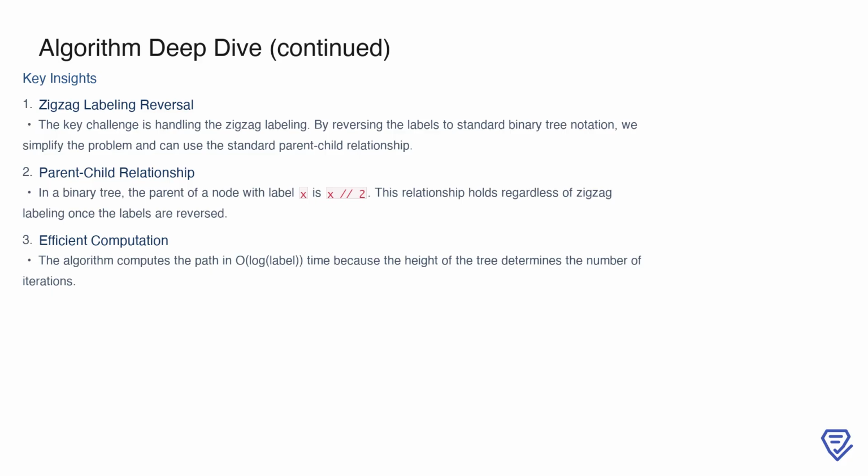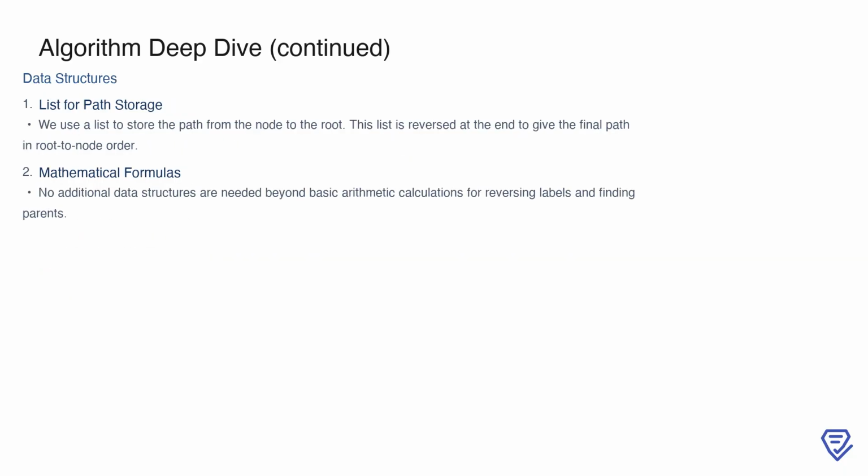By reversing the labels to follow the standard binary tree notation, we simplify the problem significantly, allowing us to use the familiar parent-child relationship. In a binary tree, the parent of a node labeled x can always be found by dividing x by 2, regardless of the zigzag pattern, once the labels are reversed. The algorithm is also highly efficient. Since the height of the tree determines the number of iterations, the overall computation time is proportional to the logarithm of the given label.